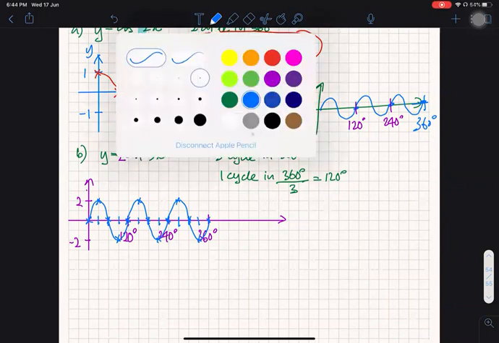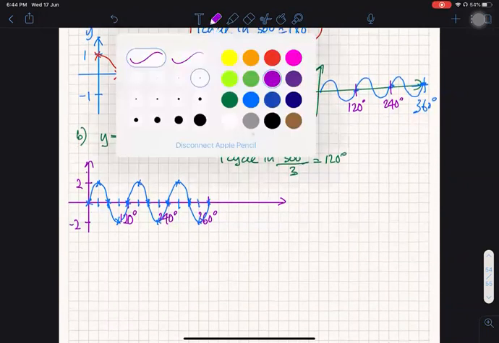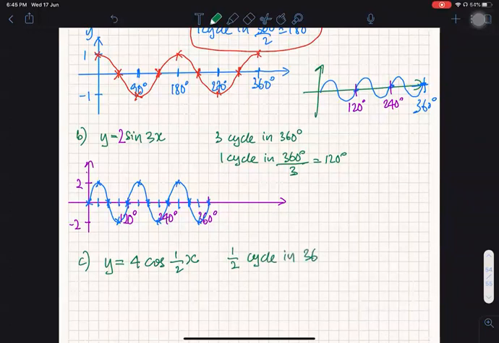Question? Okay, let's do this, yeah? What about y equals to cos x over 2 times 4? Okay. So that means you are making half cycle in 360.